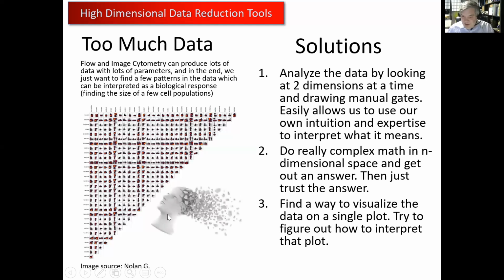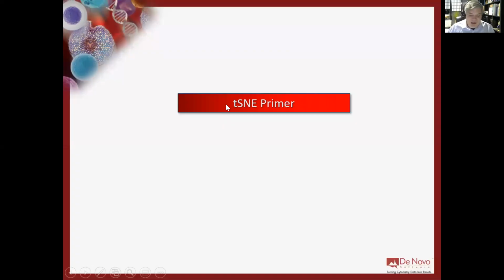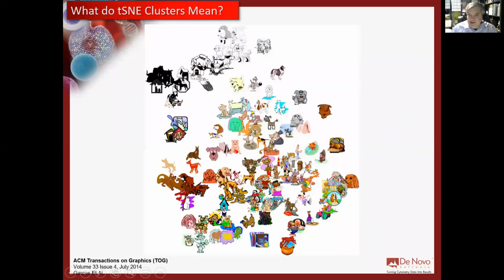So hopefully by the end of today, your mind is not going to be blown by this n by n dimensional visualization matrix of all this stuff, and you can use some of the tools designed to help break down some of that data. So it's a little bit of a primer on t-SNE, right? What do t-SNE clusters mean? What are t-SNE clusters, right?